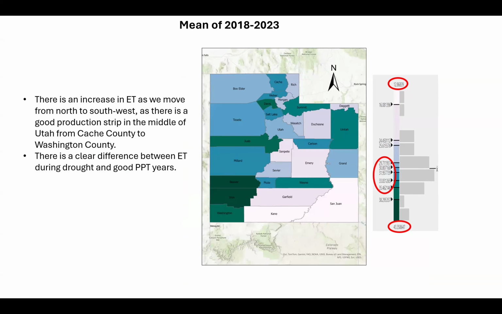This is the mean, if we take the whole-year mean from 2018 all the way to 2023. We can say that evapotranspiration is varying from 12 inches to 43 inches. And what we have seen is this trend: evapotranspiration is increasing all the way from the north as we move to the southwest. There is an increase of evapotranspiration as we move from north to south, and we have also seen the temporal difference. There is a clear difference between the drought years and the good precipitation years, as we have seen.